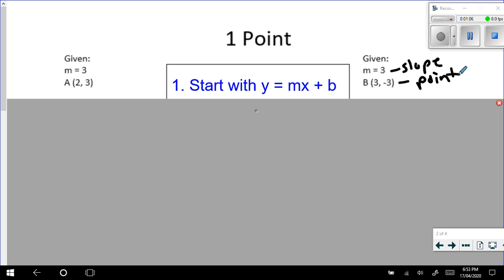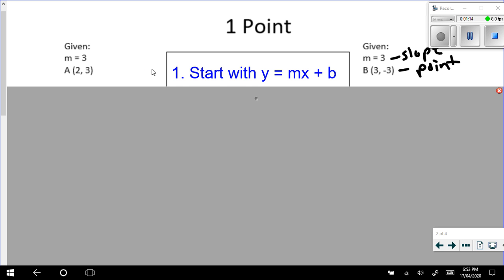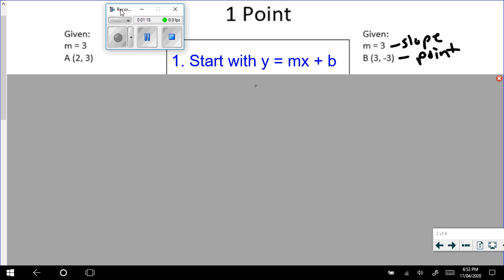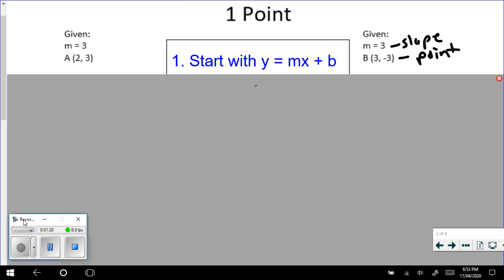Notice that the point is not the y-intercept. So we can't just sub it in. We actually have to do some math. Yay! It wouldn't be math class without math. All right, and yes, I said math, not anything else. I'll put that down there for now.